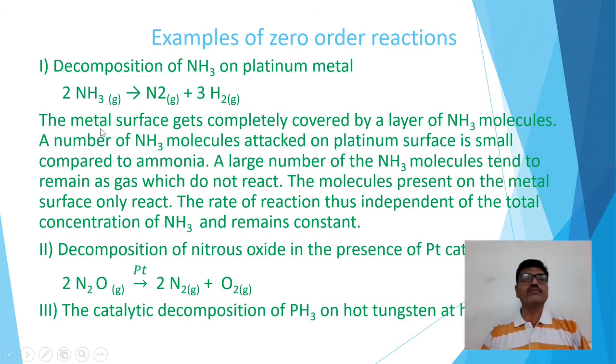See here, the metal surface gets completely covered by a layer of ammonia molecules. So the catalyst which is used, the metal surface gets completely covered by a layer of NH3 molecules. The number of NH3 molecules attached on the platinum surface is small compared to the total ammonia.